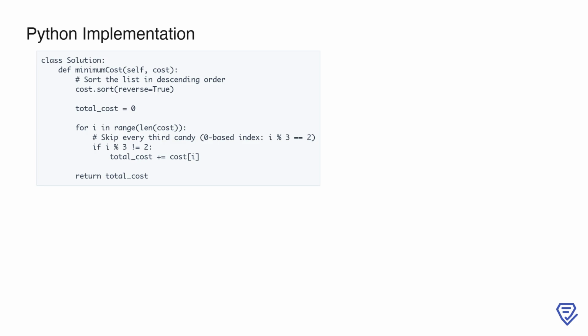This solution is efficient, with a time complexity dominated by the sorting step, O(n log n), and an additional O(n) iteration over the list, resulting in an overall complexity of O(n log n). The space complexity is O(1), since no additional data structures are used apart from a few variables.